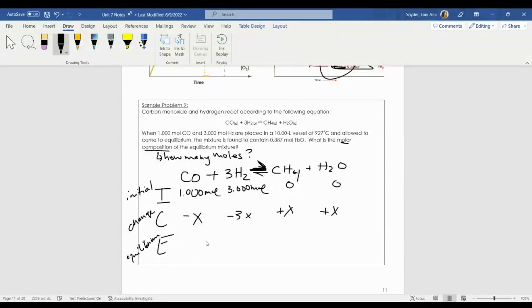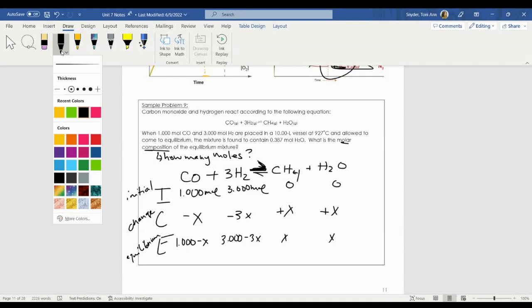So my equilibrium amount would be 1.000 minus X, right? Whatever X is, if I subtract those, that would give me how many moles of carbon monoxide are left. For my hydrogen, I have 3.000 moles minus 3X. Whatever X is, times it by 3, subtract that from 3, gives me how many moles. And of course, I'm left with just X amount of moles there and X amount of moles for both of my products.